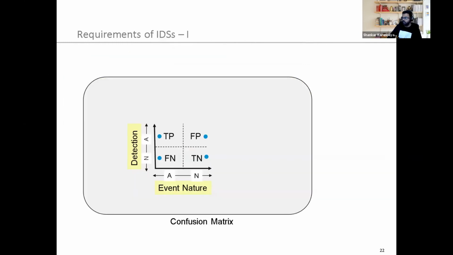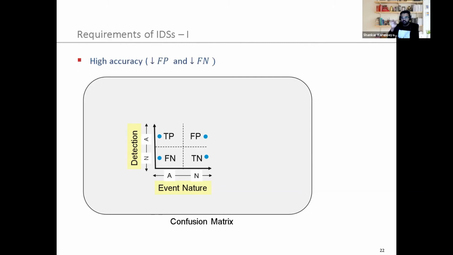Now we are going to the question of how do we reduce our false positives, sorry. So we need to first understand the confusion matrix for those who are not aware. So the confusion matrix looks like this. You have the detection on the y-axis and you have the event nature on the x-axis.